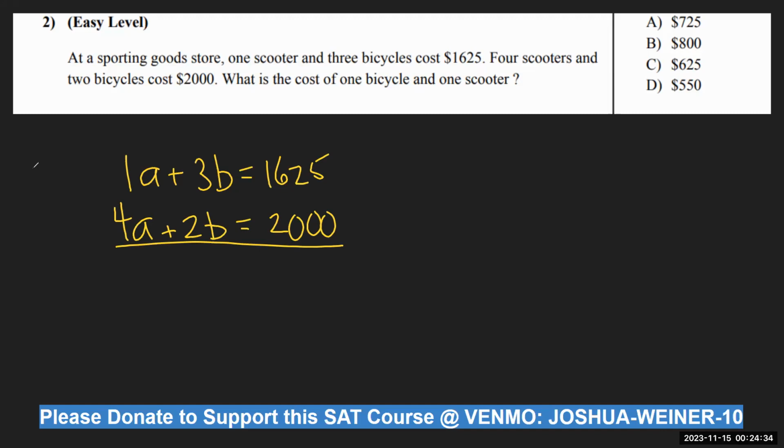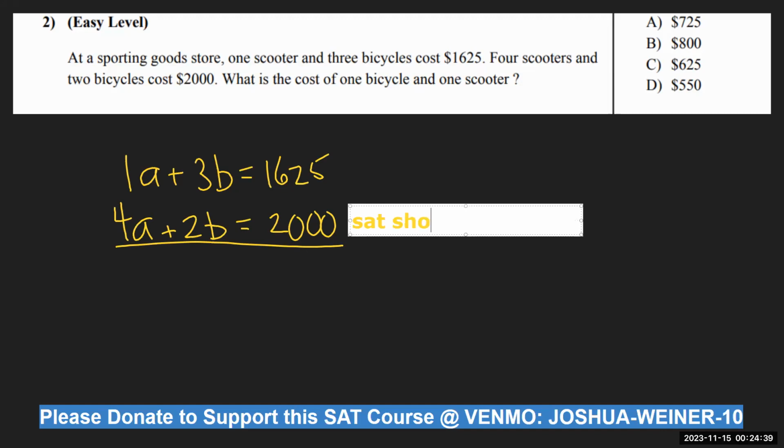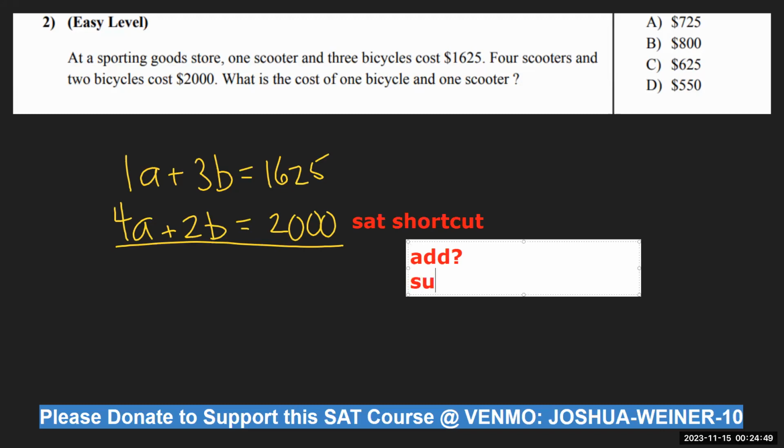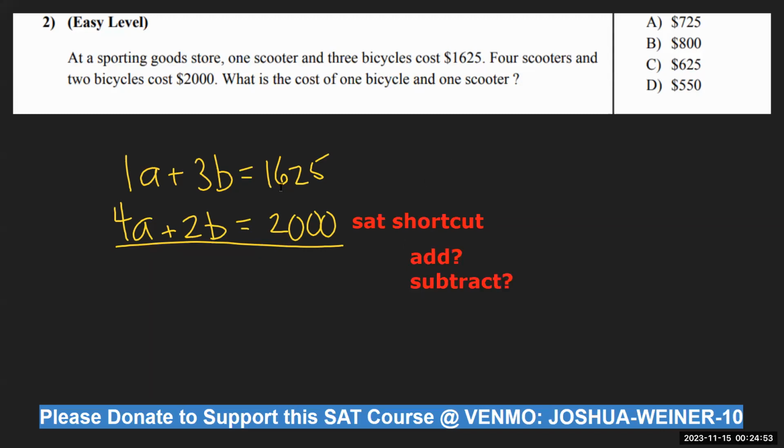Well, this is the typical SAT shortcut that we've talked about in previous lessons. So here, when you have the SAT shortcut step, you either add the system together or subtract. So should we add? Should we subtract? What should we do with these two equations? That's order number one. You walk into the store. I'd like a scooter and 3 bikes. The store says that's $16.25. Second customer walks in. 4 scooters and 2 bicycles, please. The store says that'll be $2,000.